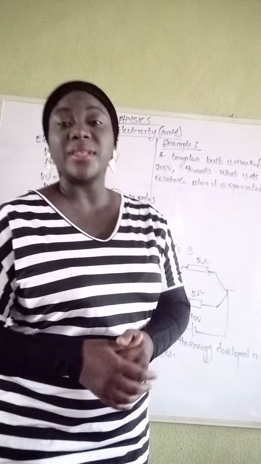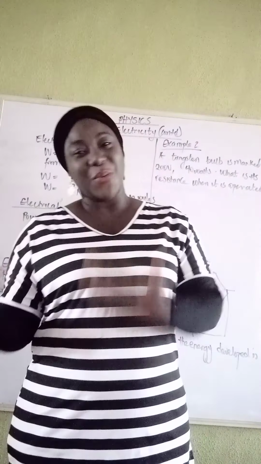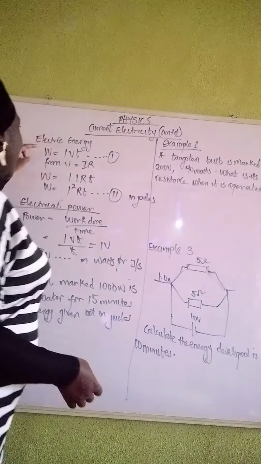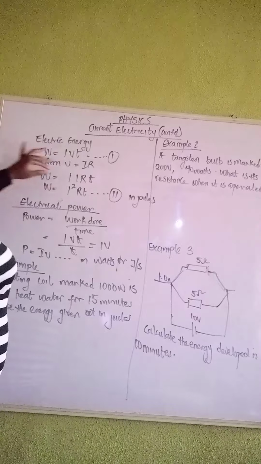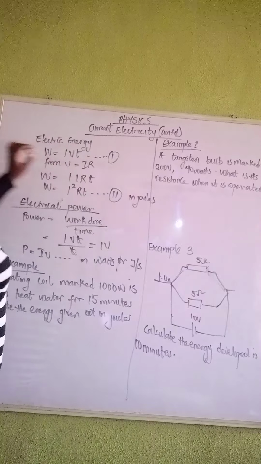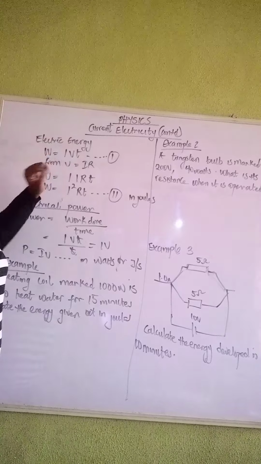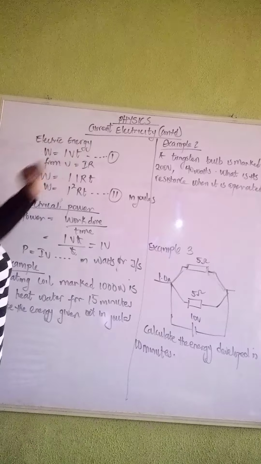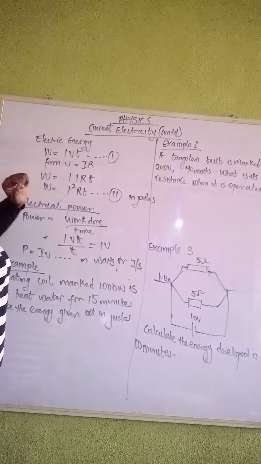Now we all know the common definition of energy. Energy is the capability to do work, or the ability to do work. So when energy is involved, that means work is involved. As regards current electricity, we have energy equals IVT. That is current times volt times time. That is W equals IVT.